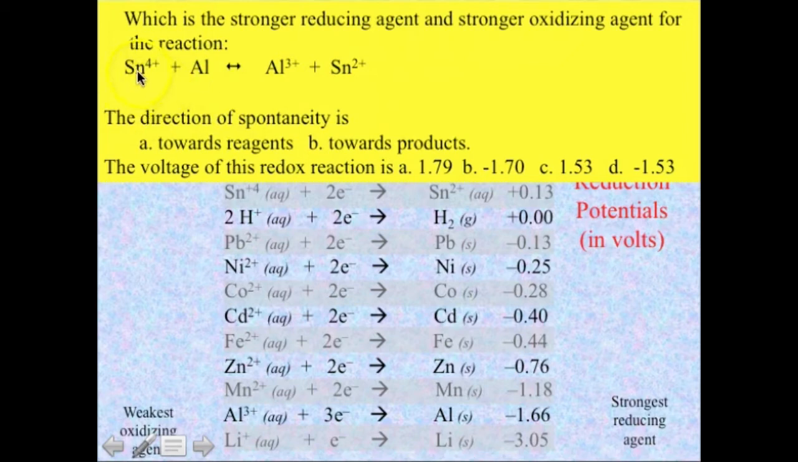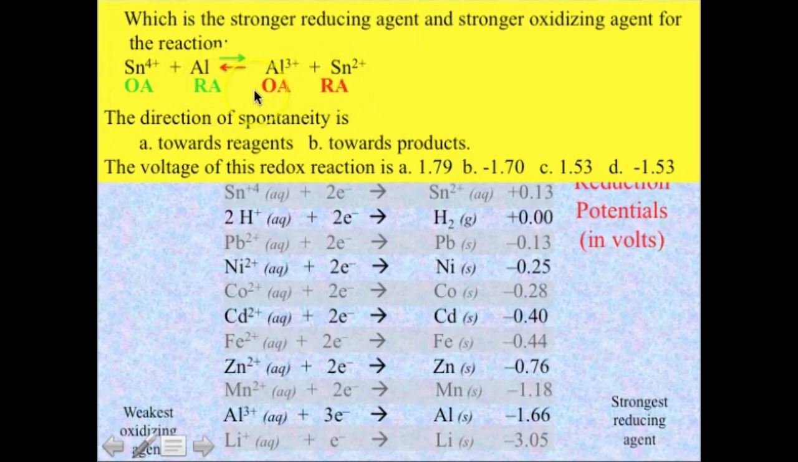And if we look at tin plus 4 over here and tin plus 2, it's clear that it's gaining 2 electrons. Gain of electrons is reduction, which makes it an oxidizing agent. Conversely, that means that aluminum has to be a reducing agent. And it is. Look, it's going from aluminum to aluminum plus 3. It is losing electrons. It is being oxidized. Therefore, it is a reducing agent.